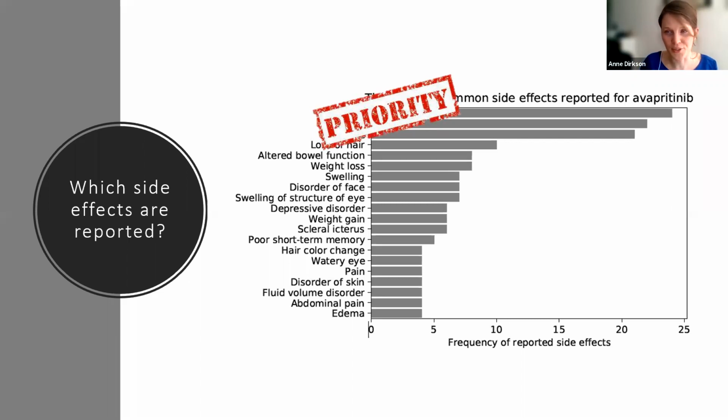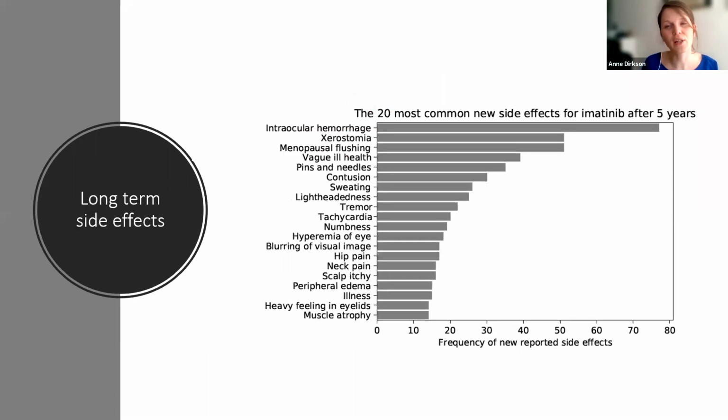Something else that we can do, which relates to the session, is look at long-term side effects. Which side effects do people only start mentioning after so many years? Here I show the top 20 that we found for imatinib, and you can see that it is quite in line with what Hans was mentioning. There's a lot of side effects relating to the eyes, such as intraocular hemorrhage, but also just blurry vision, a heavy feeling in the eyelids.